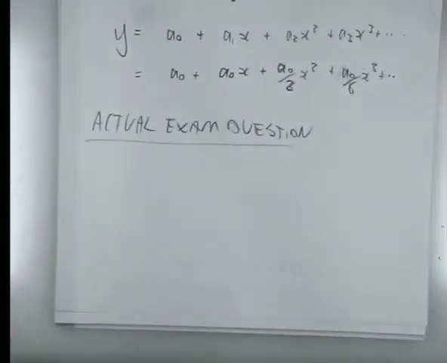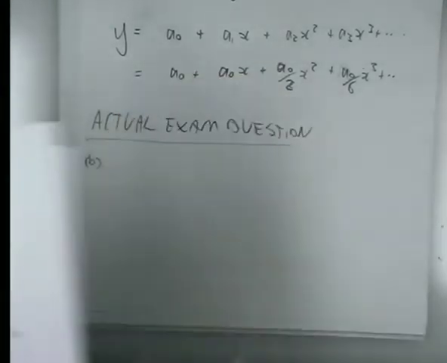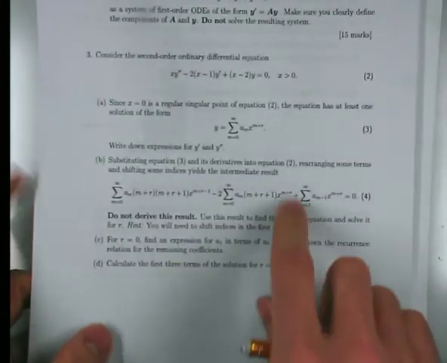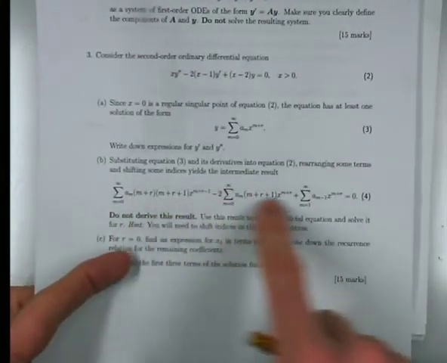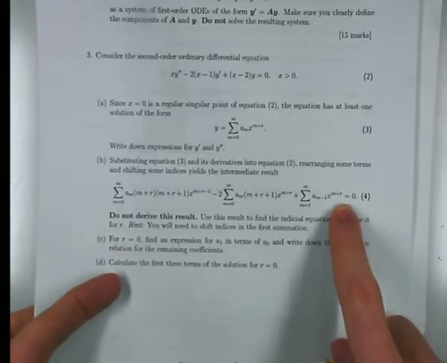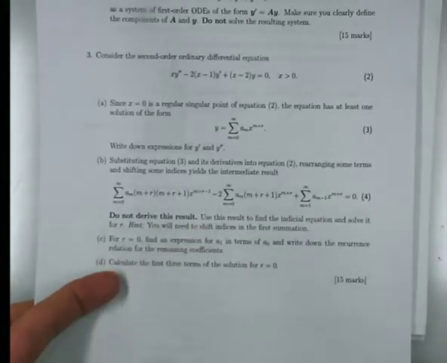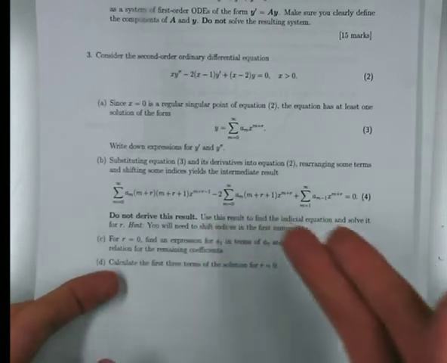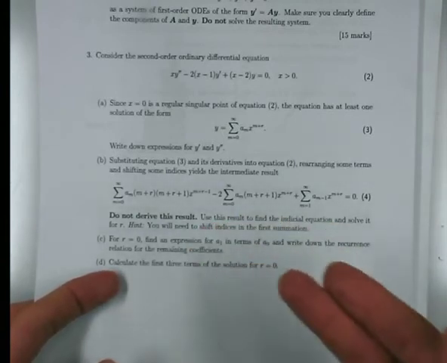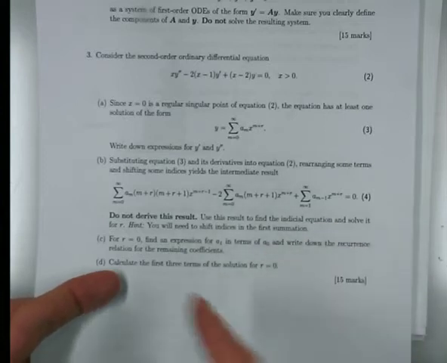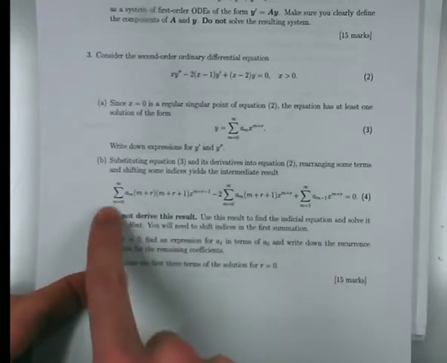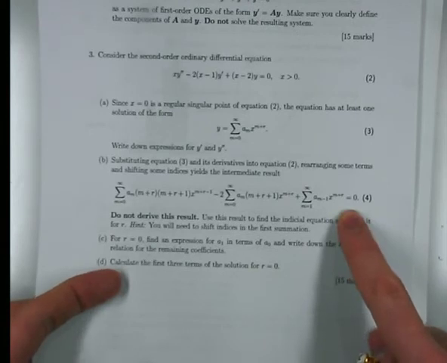So in an effort to be helpful, the lecturer who wrote this exam question has deliberately done some of the work for you. And the actual exam question, starting from part B, said, rearranging some terms and shifting some indices gives me this. And they told you not to derive it, and I personally did not actually derive that result at all. If I start from here, I can show you how to do it from there.